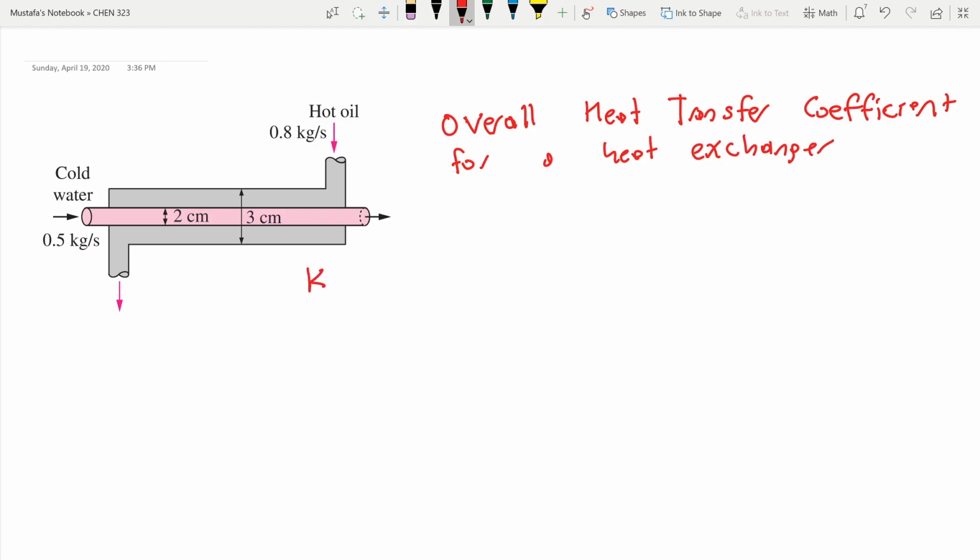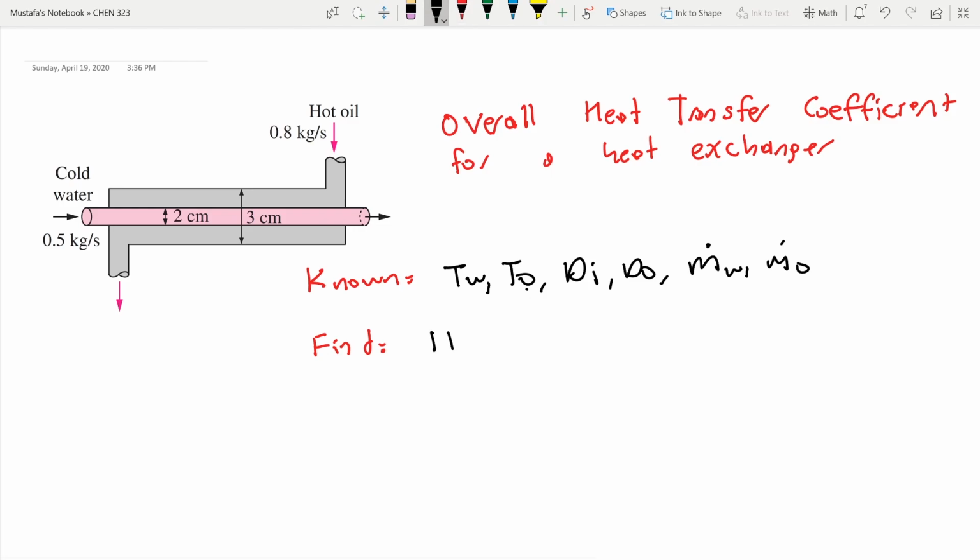So let's start to list our knowns. What do we know in this problem? We know T water, T out, so water phase we know, oil phase we know, T oil, diameter of inner wall, diameter of outer wall, and we know the mass flow rate for water, mass flow rate for oil. Our goal is to find the overall heat transfer coefficient, U.